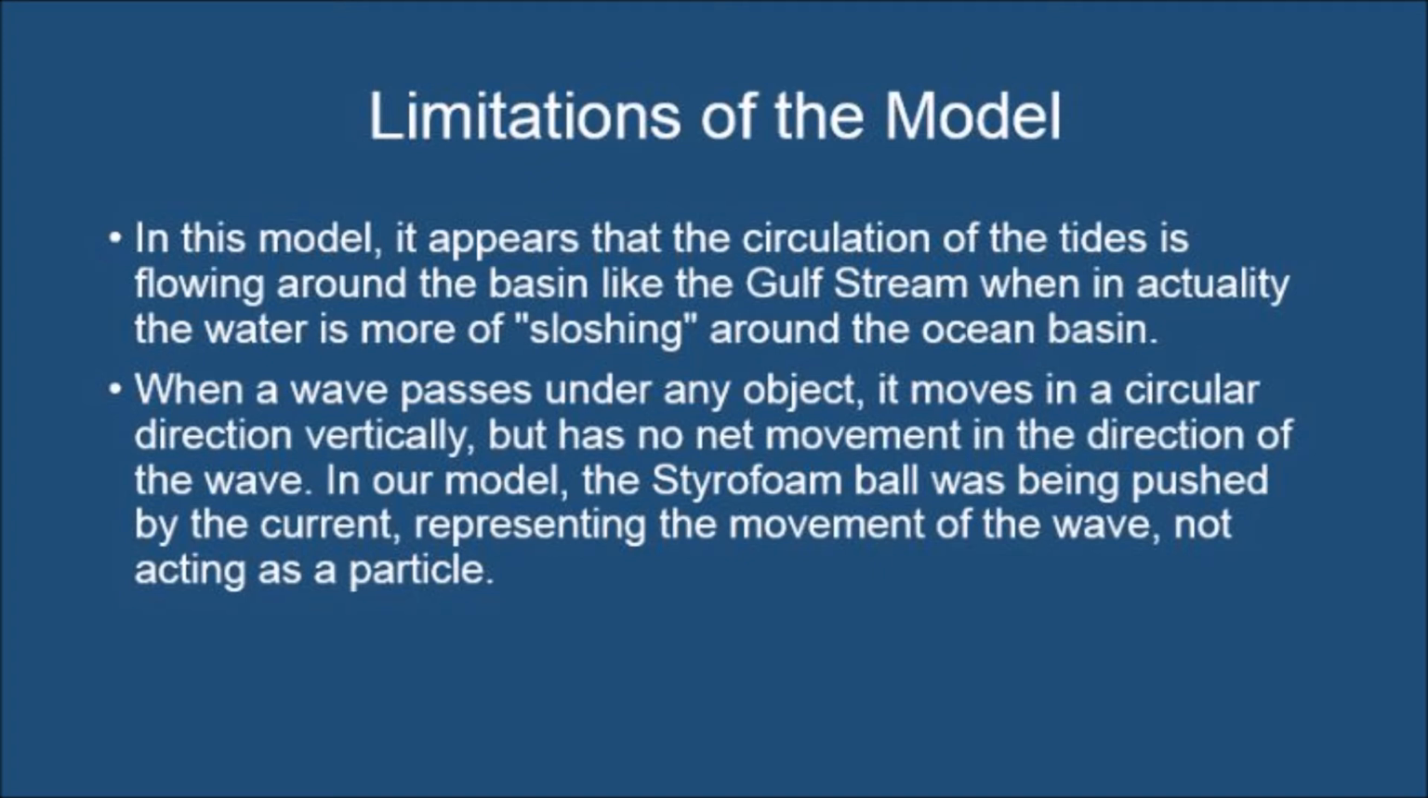In our model of the cyclical patterns of tides and tidal movement, we chose to highlight certain aspects while hiding others for practicality. Although we are trying to show that the high tide travels around the Atlantic Ocean basin in a circular motion, it appears that the circulation of the tides is flowing around the basin like the Gulf Stream, when in actuality the water is more of sloshing around the ocean basin.